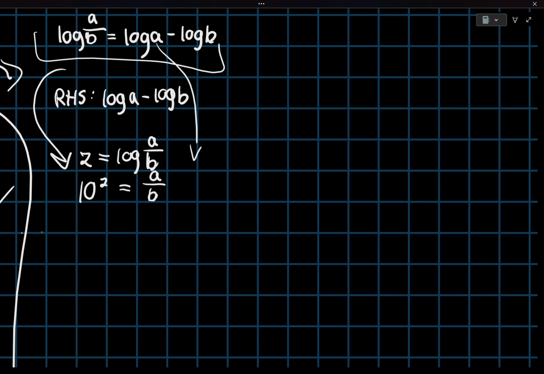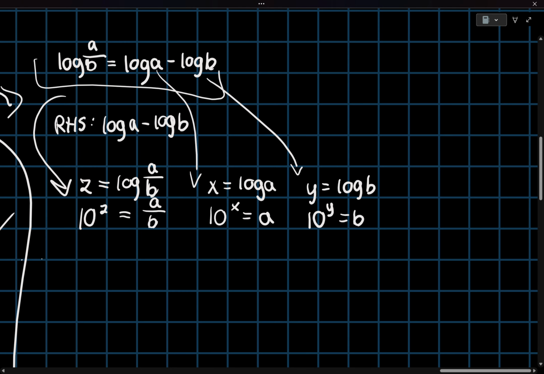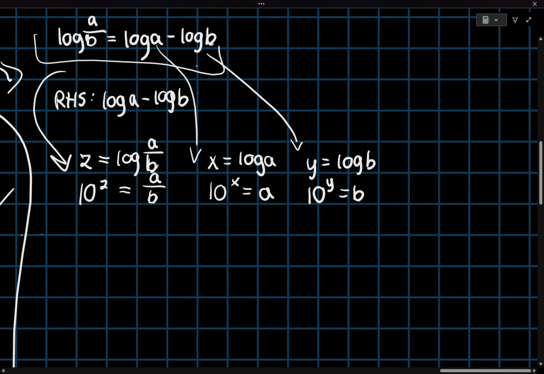From this, you get that x equals logarithm of a, and from that you get that 10 to the power of x equals a, and from this you get the same thing but for y and b. So y equals logarithm of b, and 10 to the power of y equals b. And yeah, that's all we need basically. So now that we have it, we can write this as x minus y.